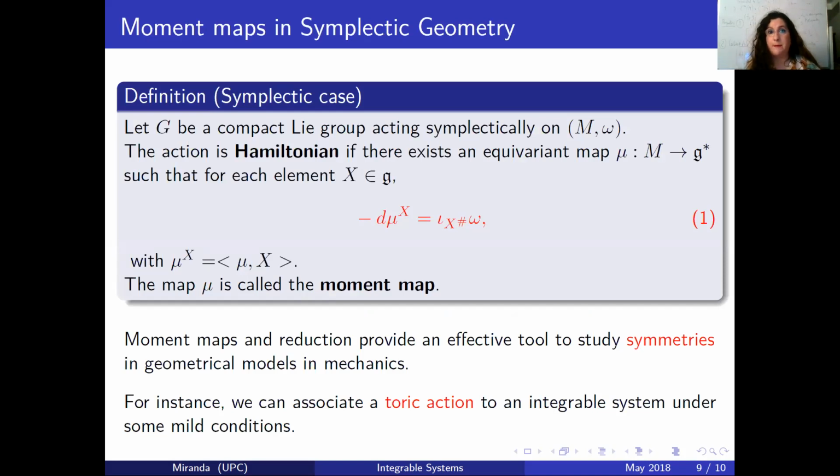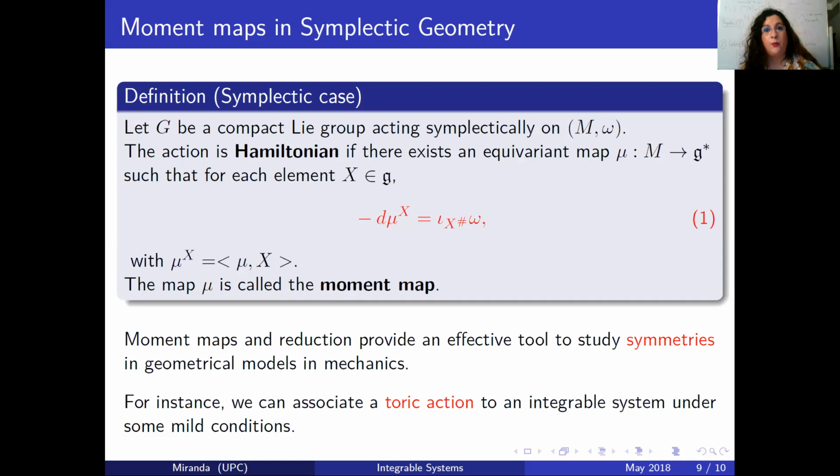I need to talk about moment maps, and I have given a hand-wavy definition at the beginning of this lecture, but now here is the definition. I have a compact Lie group acting symplectically on a manifold. What does it mean? That they act symplectically means that the vector fields that are generated by this action are symplectic vector fields, so that the Lie derivative, that's something we saw in this video before, of omega is 0. All right?